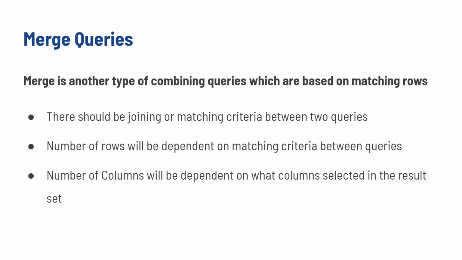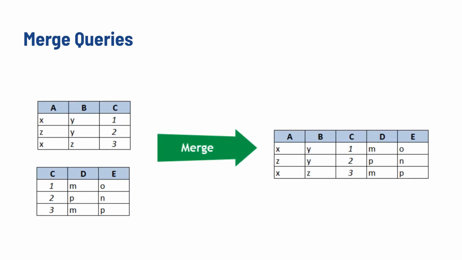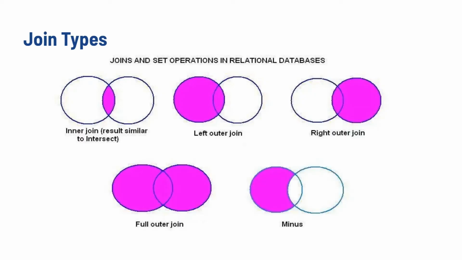The number of rows will depend on the matching criteria between queries. The number of columns will depend on what columns are selected in the result set. Merge will create a structured column as a result. When you have one or more columns that you'd like to add to another query, you merge the queries. Merge is similar to join.